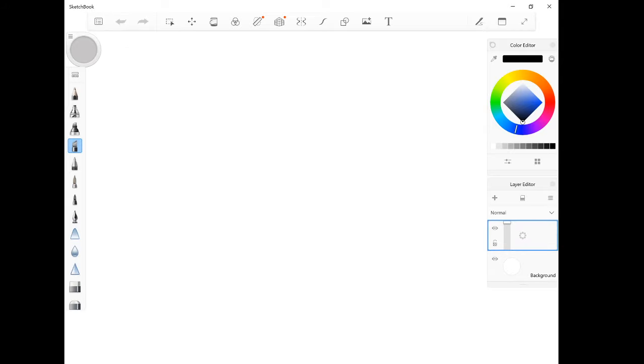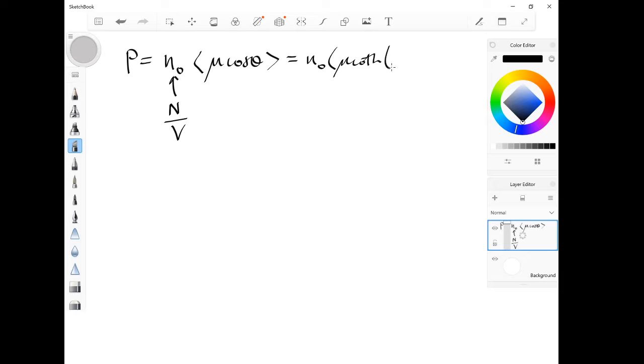Alright, so the next part of this question is looking at the polarization. The polarization is given by N0, which is our number density, mu cos theta. And we need to show that it's equal to N0 mu cos beta mu E minus kT on E. Alright, cool. So we have this equation for the polarization.